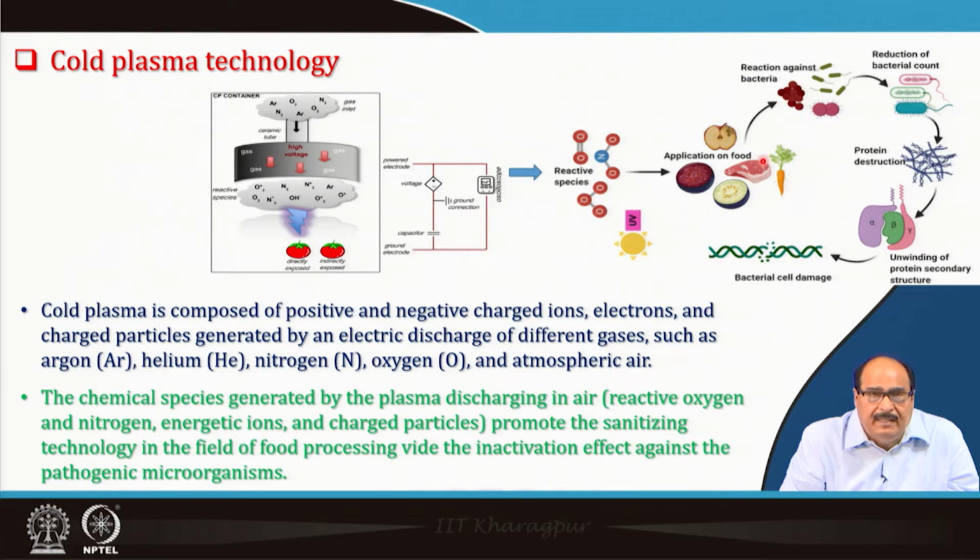Cold plasma technology. Cold plasma is composed of positive and negative charged ions, electrons and charged particles, which are generated by an electric discharge of different gases such as argon, helium, nitrogen, oxygen and atmospheric air. So, the chemical species generated by the plasma discharging in air promote the sanitizing technology in the field of food processing, where there is an inactivation effect against pathogenic microorganisms.